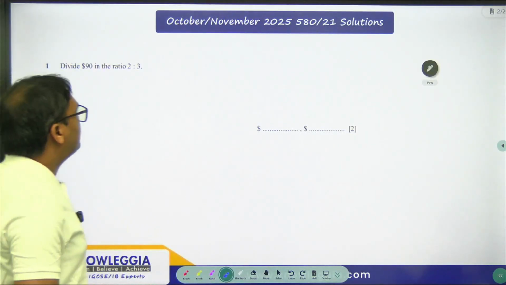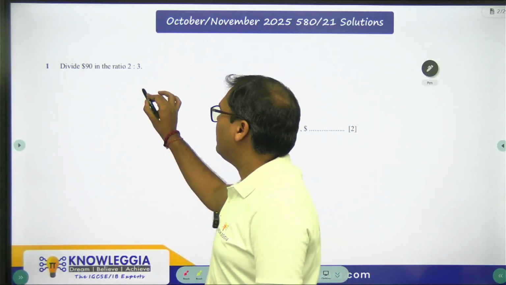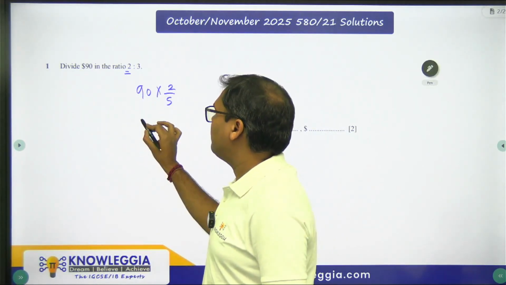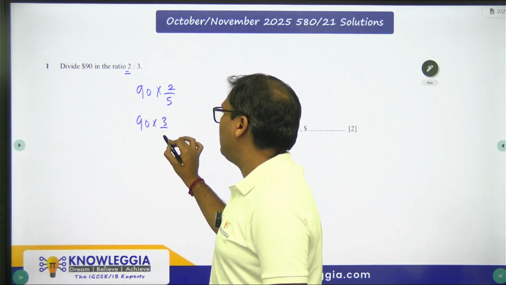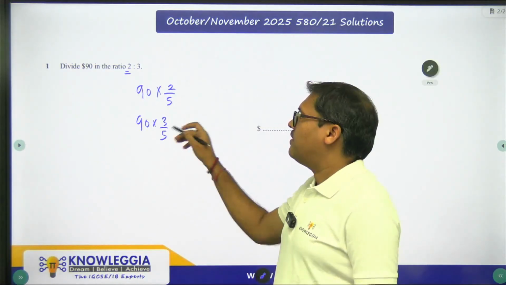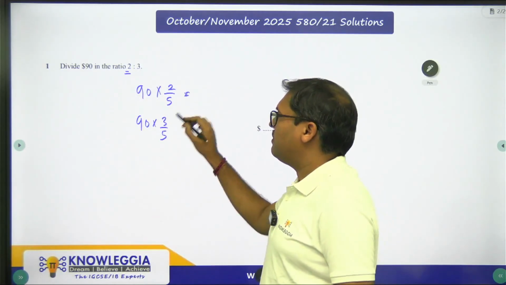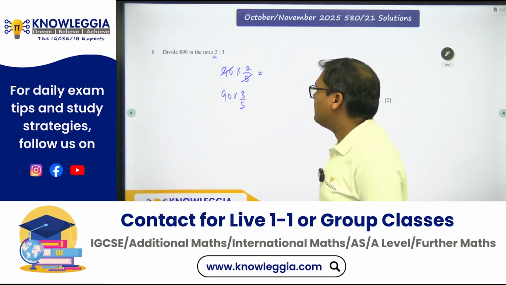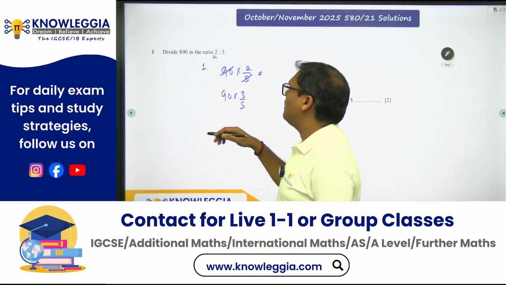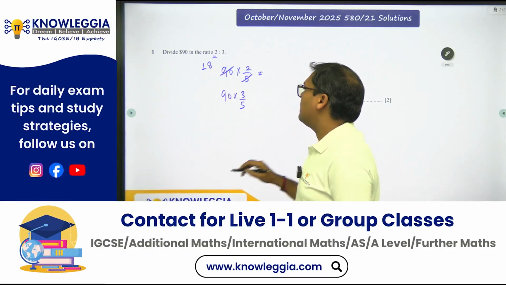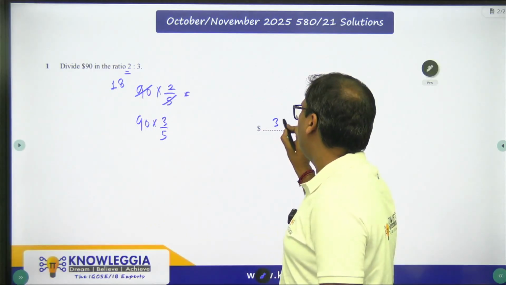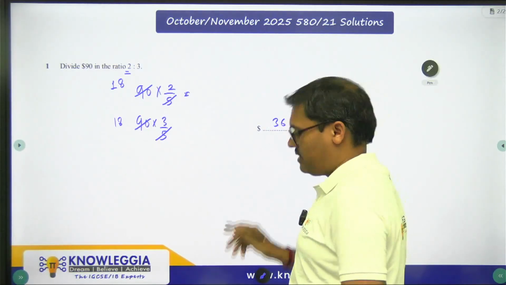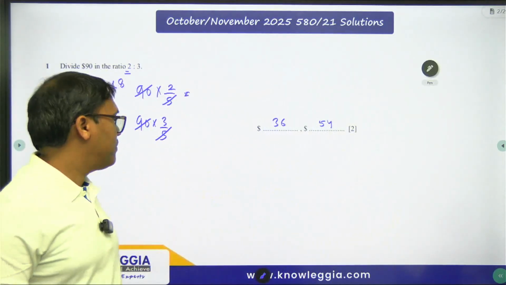Divide 90 in the ratio of 2:3. So basically this is 90 into 2 parts out of 5. This is 2 by 5. And the second one is 90 into 3 divided by 5. 2 out of 5 and 3 out of 5. Now this is a non-calculator paper, so you have to do the calculation. If I cancel 90 and 5, this is 18, so this is 18 into 2, which is 36, and this is 18 into 3, which is 54. So that is the first answer.